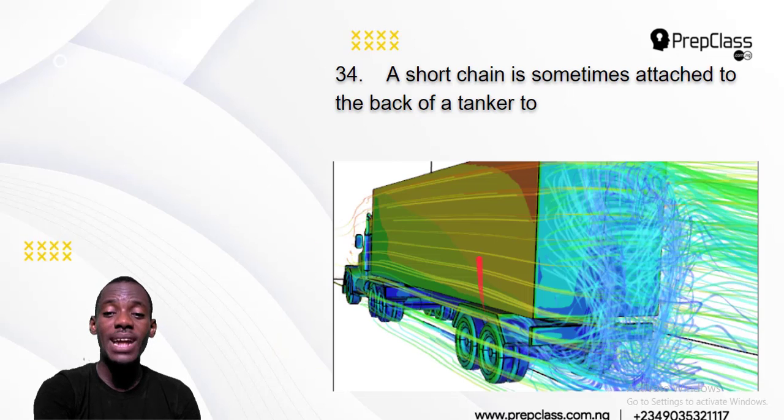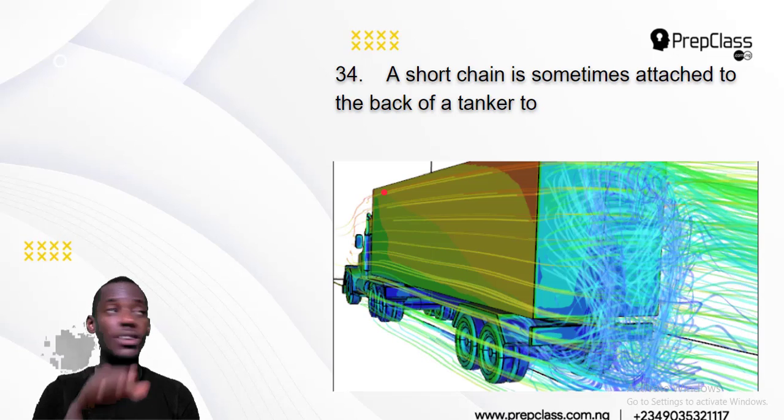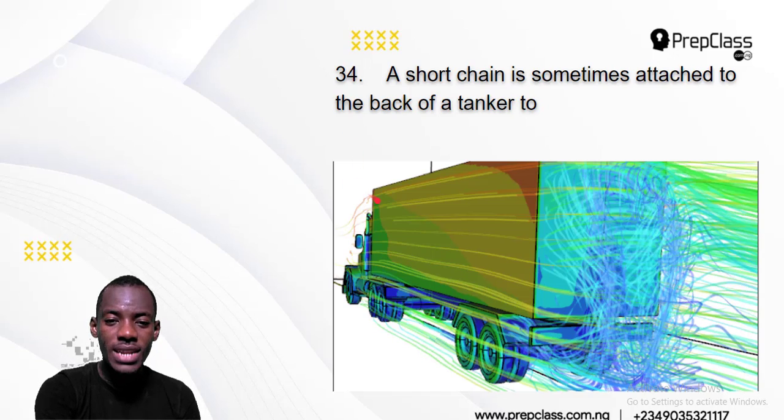Now, the answer is very simple. This is my tanker here. It's going, but as the tanker is going, notice one thing: it is tearing through the air. As the tanker is running with speed, it is passing through the air. You know, there's friction between the tanker and the air.